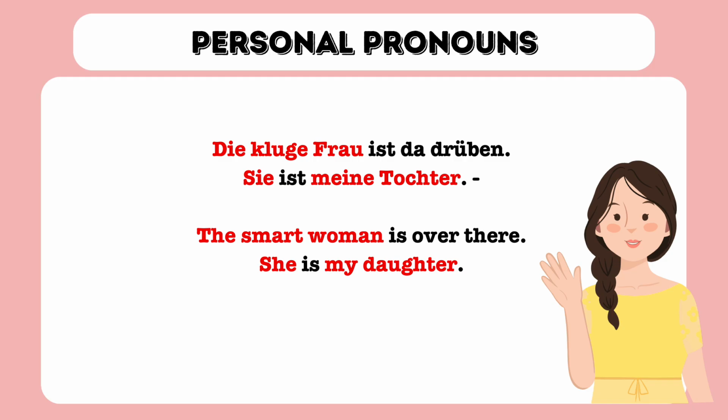"Die kluge Frau ist da drüben. Sie ist meine Tochter." The smart woman is over there. She is my daughter. Again, the pronoun sie has to refer back to a feminine noun, so we're using sie here to refer back to die kluge Frau. Same thing as what we had for masculine nouns. If you're using a feminine noun that does not have an intrinsic gender, we still use the pronoun sie to refer to that thing, such as a door, which is feminine, it's die Tür. You would say, "Sie ist braun," she is brown, or it is brown, but a feminine form.